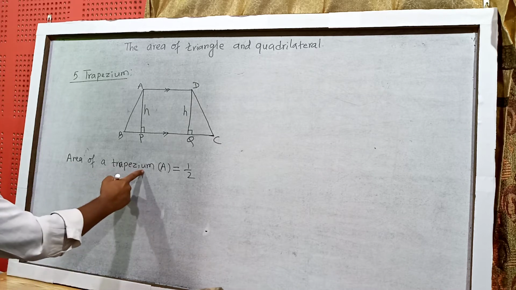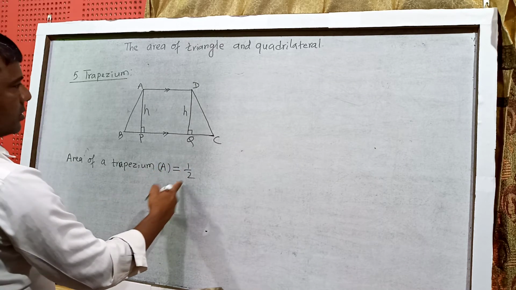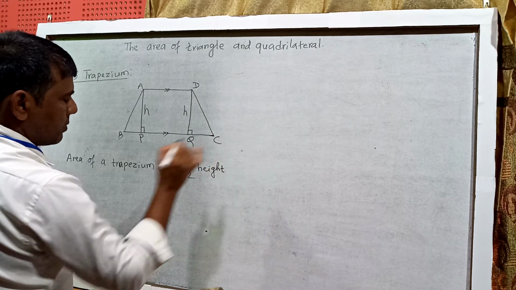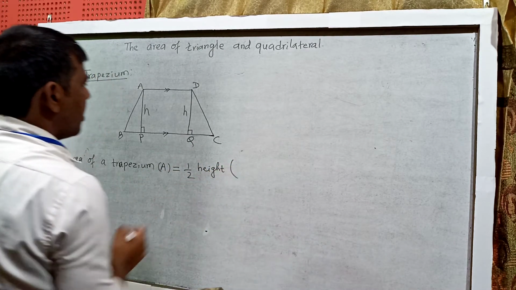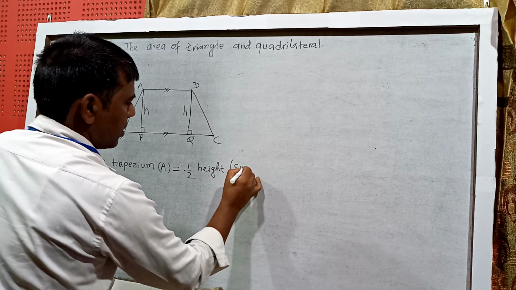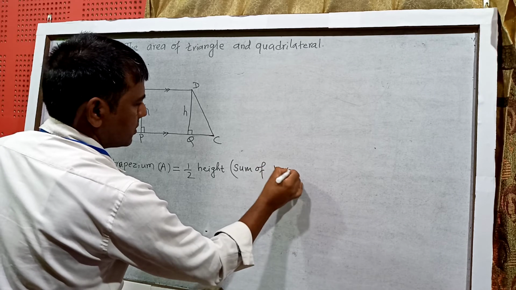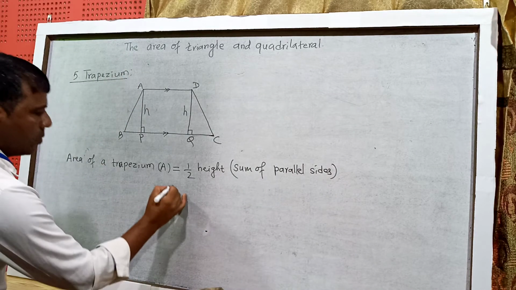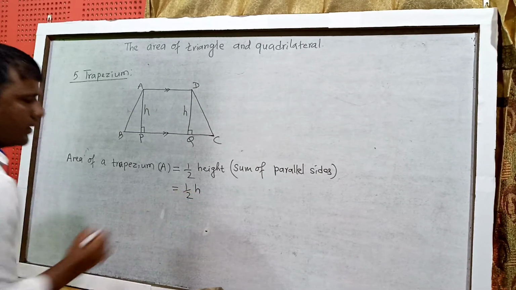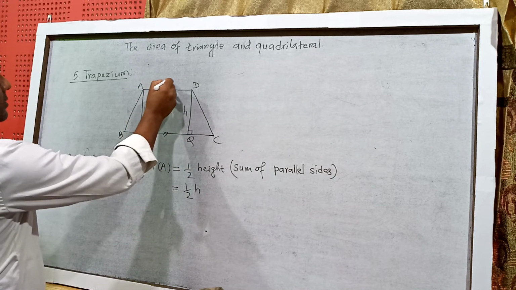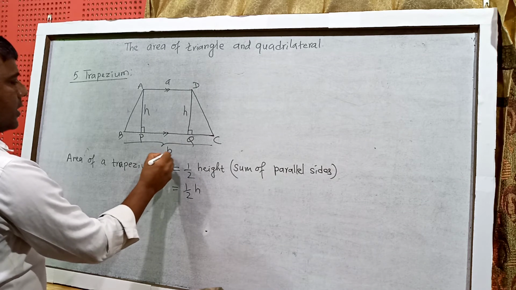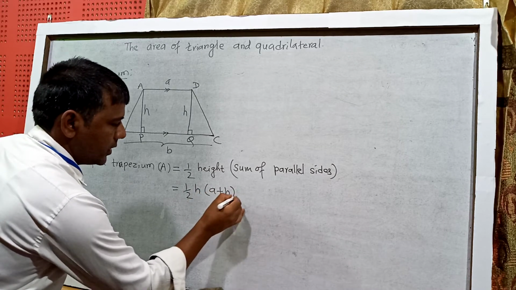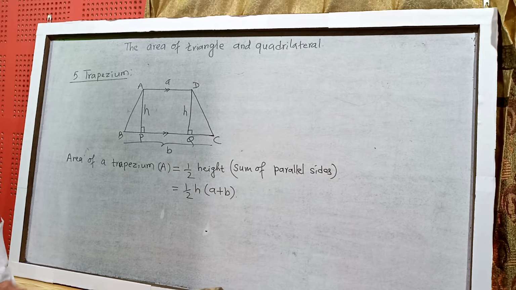So area of a trapezium A equals 1 by 2 height into sum of parallel sides. 1 by 2 height is h, and if we suppose the parallel sides are A and B, these two sides A and B, then it becomes 1 by 2 h into A plus B. A and B are the parallel sides of this trapezium.